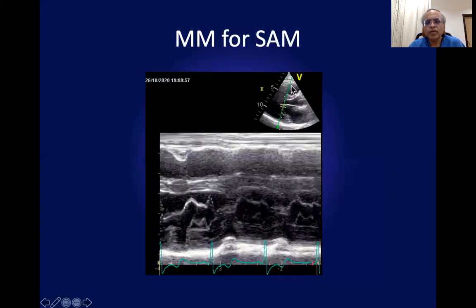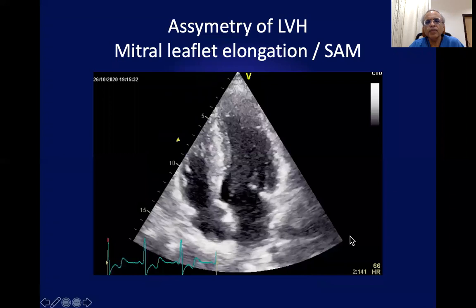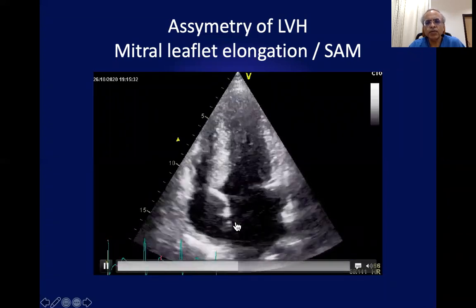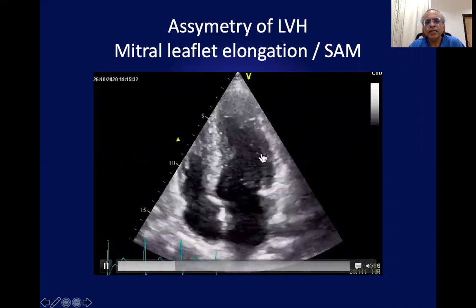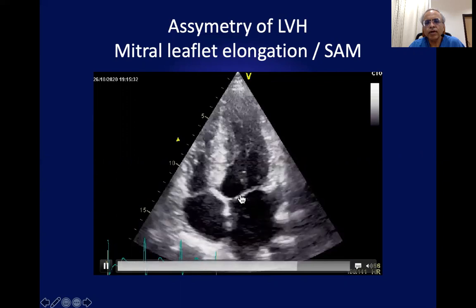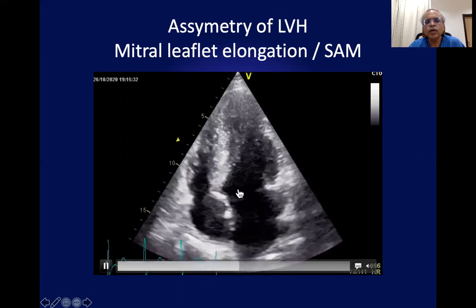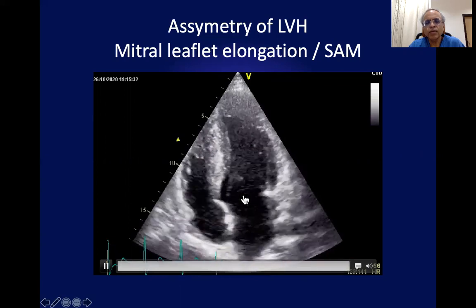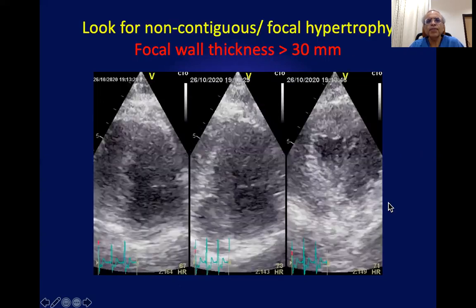Let us look at our humble M mode for a systolic anterior motion of the mitral leaflet, and this patient doesn't have any dynamic LVOT obstruction there. Let us look at the patient's four-chamber carefully. Here you appreciate the asymmetry of hypertrophy and also the elongation of the anterior mitral leaflet, and also have a look whether there is any systolic anterior motion. Now this has a very mild systolic anterior motion there.